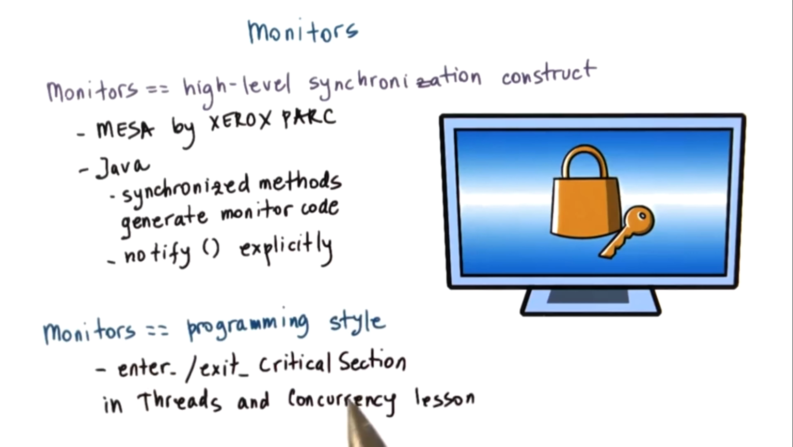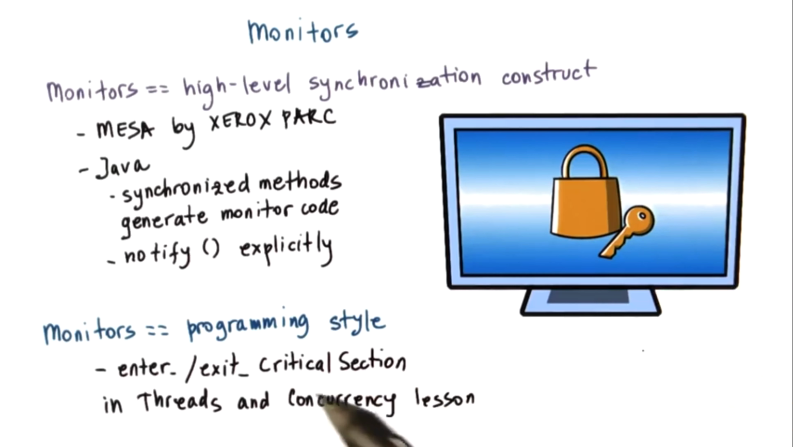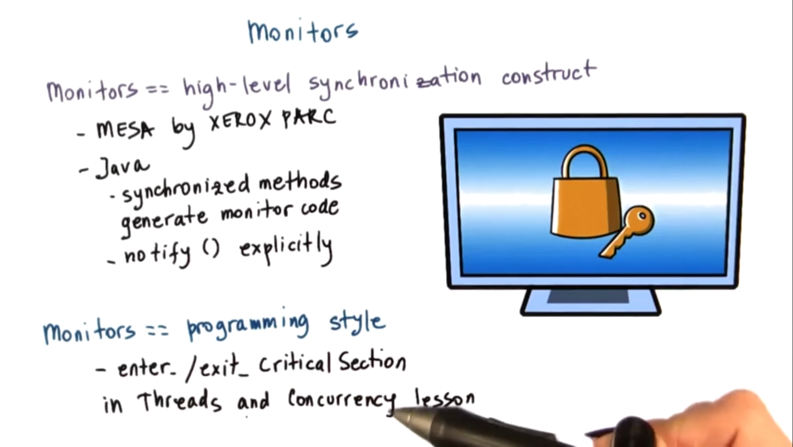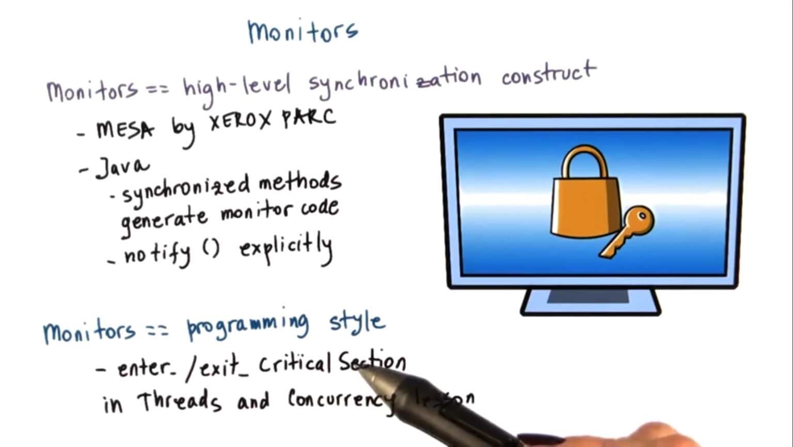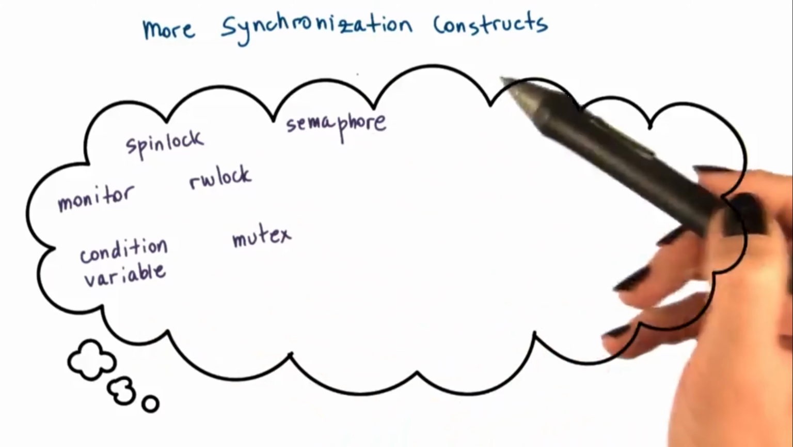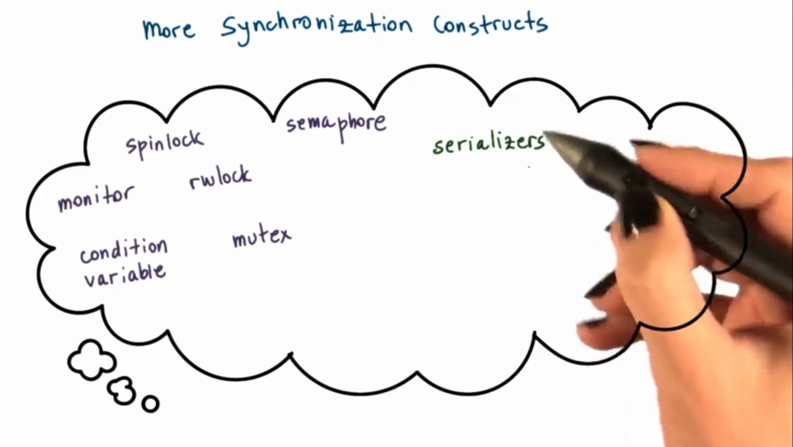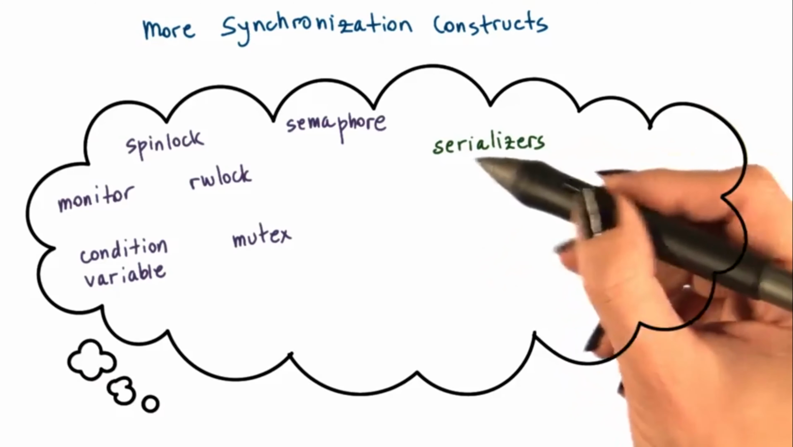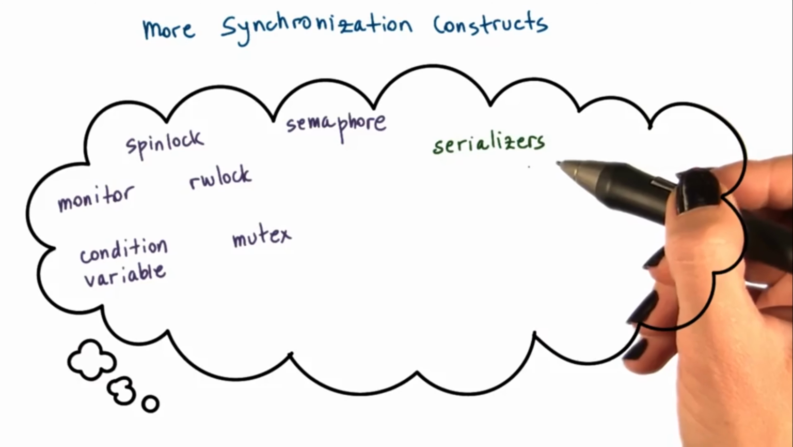Monitors also refer to the programming style that uses mutexes and condition variables to describe the entry and exit codes from the critical section. And this is what we described in the threads and concurrency lesson with the enter critical section and exit critical section sections of code. In addition to the multiple synchronization constructs that we already saw, there are many other options available out there. Some, like serializers, make it easier to define priorities and then also hide the need for explicit signaling and explicit use of condition variables from the programmers.